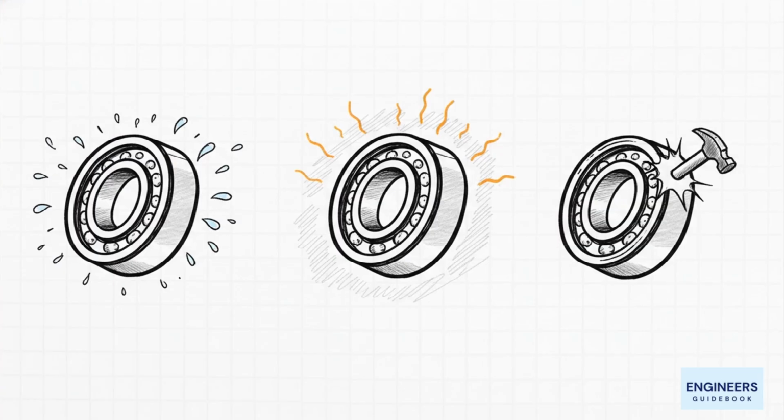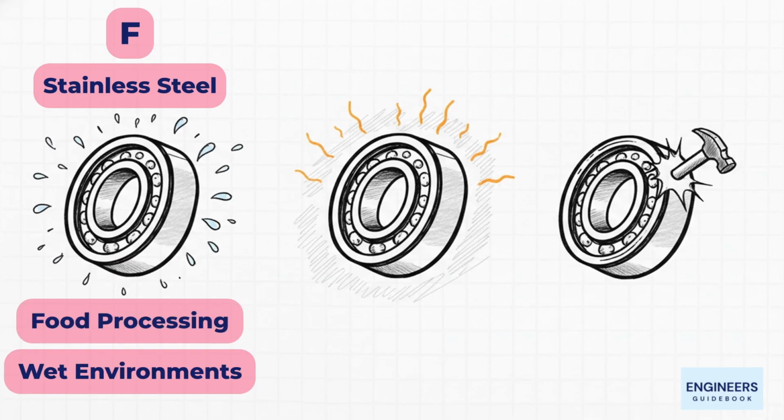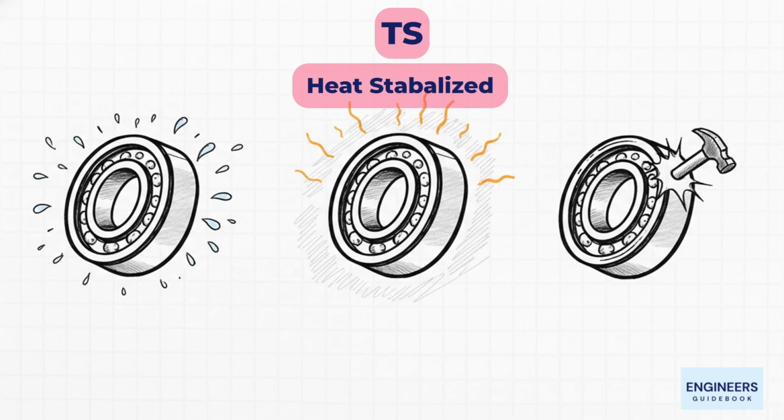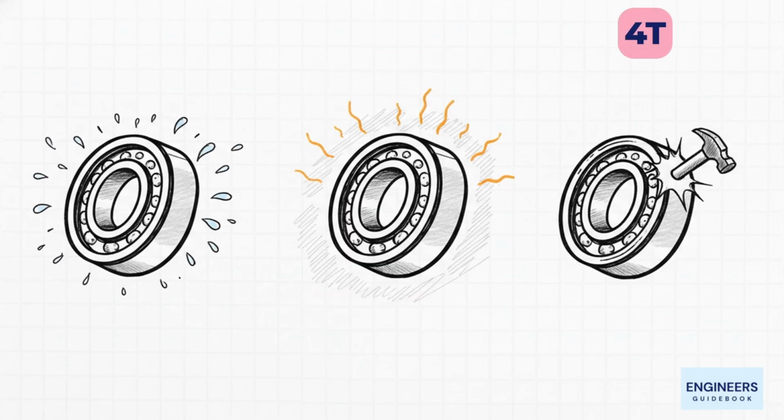Prefixes, the ones that come before the basic number, usually tell you about the material. For instance, an F at the beginning tells you it's made from stainless steel, perfect for food processing or wet environments. A TS prefix means it's been heat stabilized to work in, say, high-temperature ovens. And something like 4T is often a manufacturer-specific code. In this case, it's for NTN's high-performance steel.